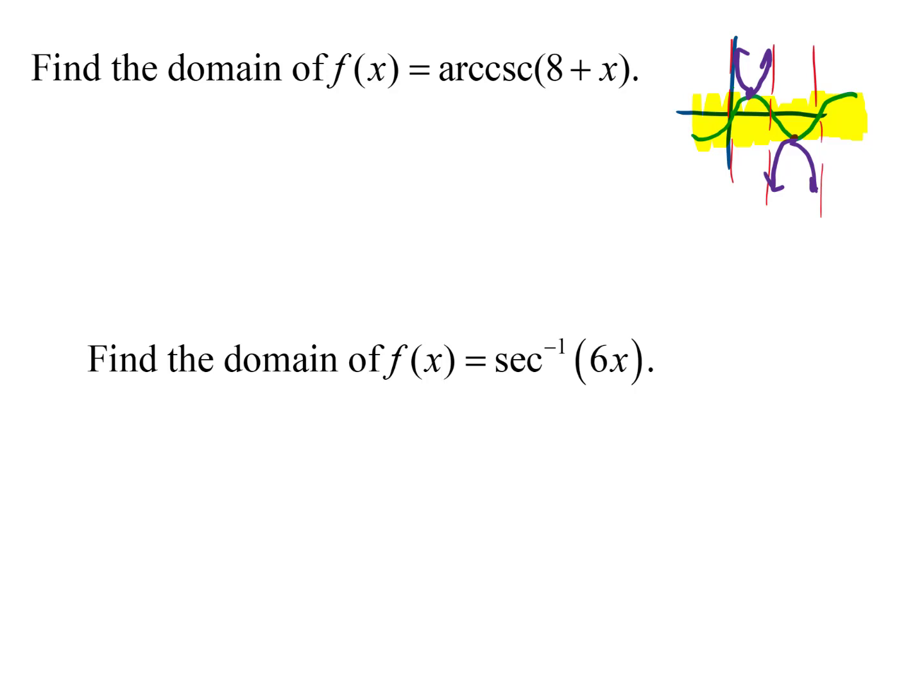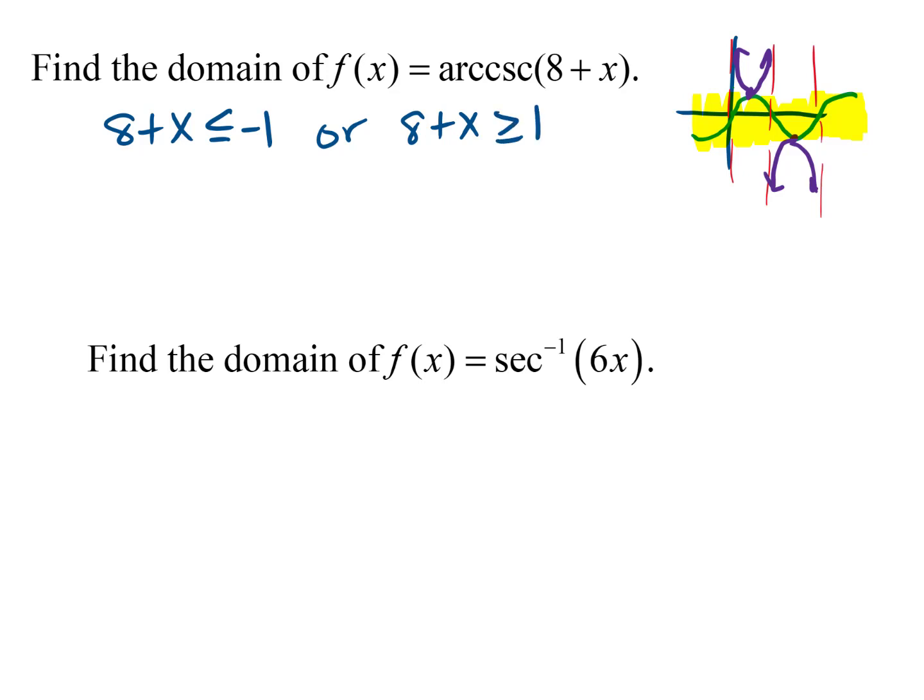First of all, for the arc cosecant, we can look at anything that is less than or equal to -1. So 8 plus x could be less than or equal to -1. Or we could look for the upper piece of the graph here, and that 8 plus x could be greater than or equal to 1.